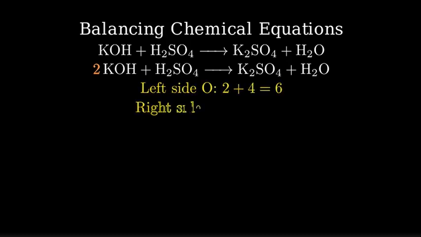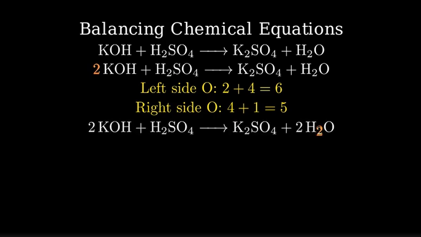Now, let's count the oxygen atoms. On the left, we have 6. On the right, we have 5. This imbalance will be addressed after balancing hydrogen. Let's balance the hydrogen atoms. On the left, we have 4. On the right, we have 2. To balance, we add a coefficient of 2 in front of H2O.